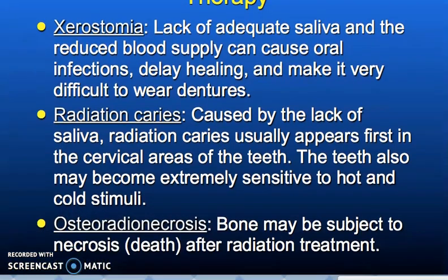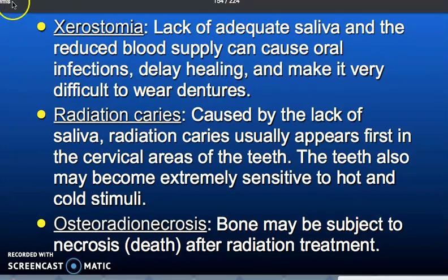Radiation caries caused by a lack of saliva. Radiation caries usually appears first in the cervical areas, and the cervical areas being at the gingiva. The teeth also may become extremely sensitive to hot and cold. So those two things will happen fairly often when a person is receiving some type of radiation treatment.